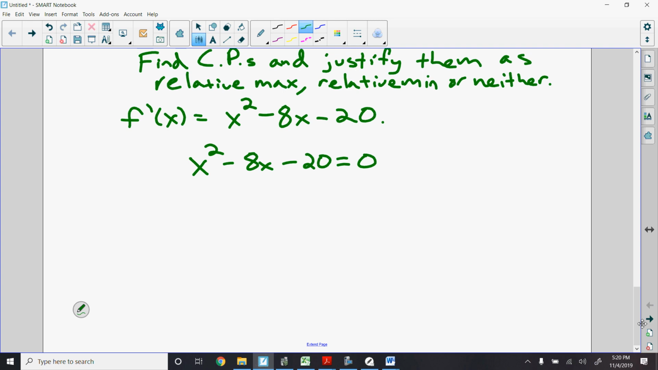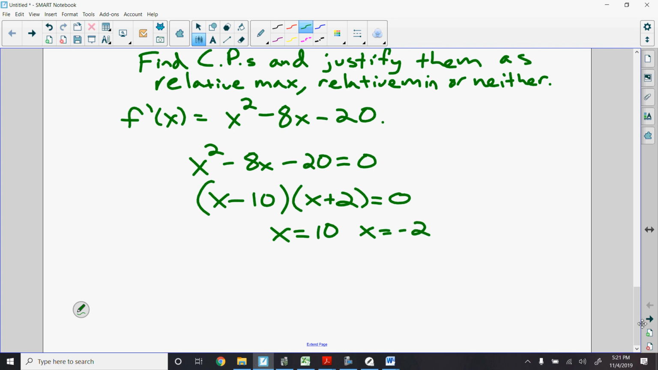I can solve this now by using the RS method. I think about, okay, what 2 numbers multiply to negative 20, but add to negative 8? So I'm obviously looking for 1 negative, 1 positive, and my numbers are negative 10 and positive 2. Which means I get 2 critical point solutions. I get x equals 10, and I get x equals negative 2.